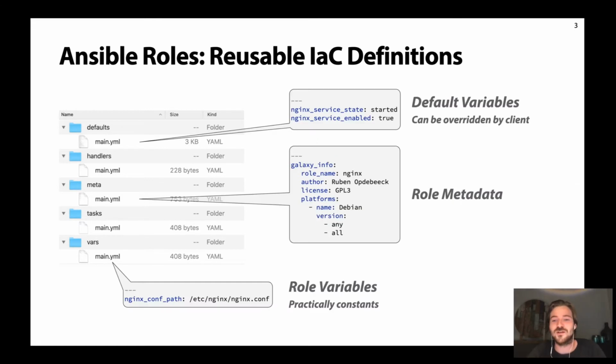Roles can also contain default variables, and these sorts of variables can be changed by the user of a role to, for example, customize the behavior of a role or change configuration values that the role installs. Now, if you want to share this role with other users, we also need some sort of metadata attached to it, and that can include things like the role's name, its author, and the license that it has, but also importantly, the platforms that it supports.